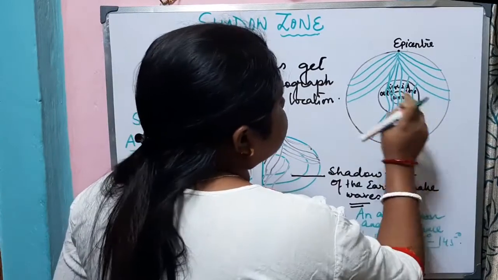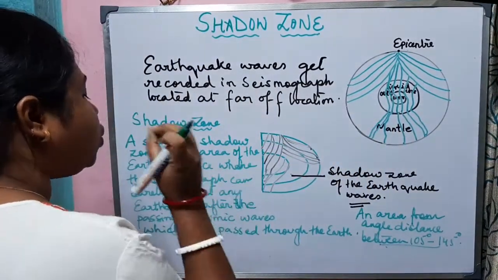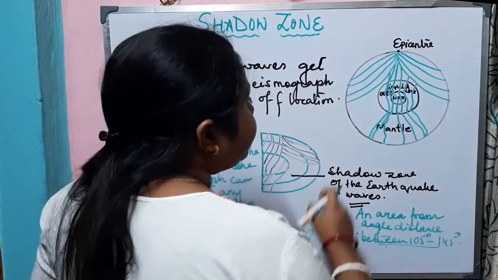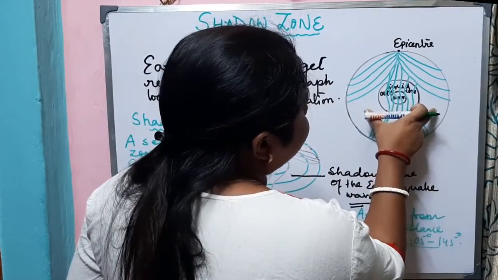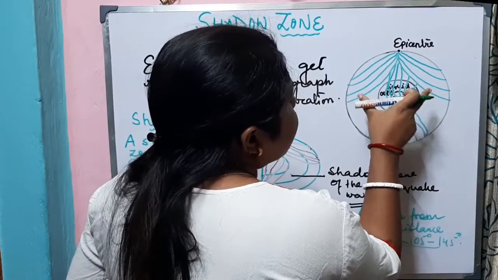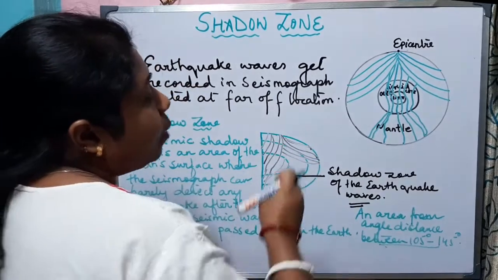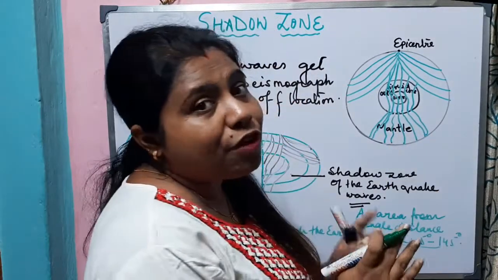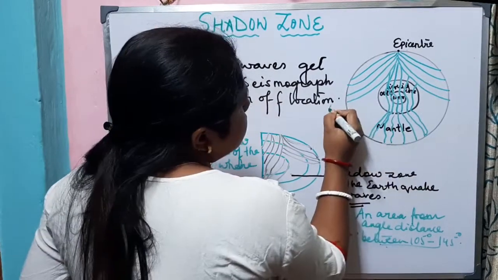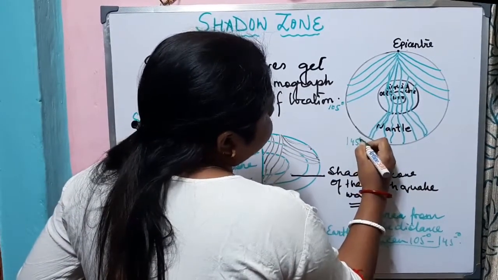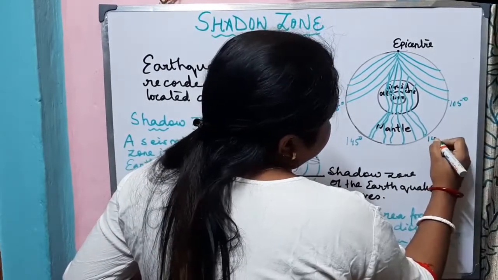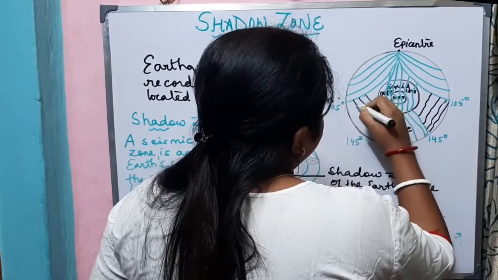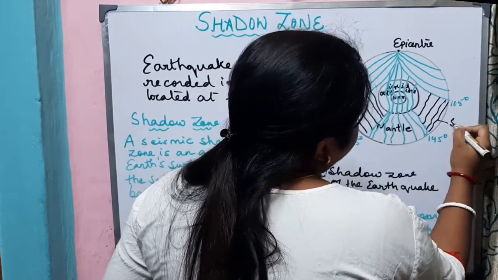That means this is the area where the seismograph cannot detect any earthquake, whereas the P waves have already passed through this portion of the Earth, right? So this is the shadow zone of P waves where the seismograph cannot detect any earthquake, because due to the refraction, the waves are refracted and cannot reach here. It is between 105 degree to 145 degree. So this is the shadow zone of the P waves.